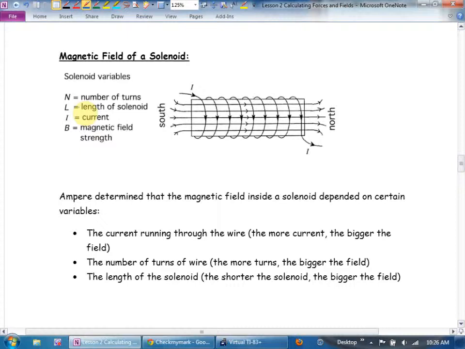It depends on how long your solenoid is. If the wire is packed closer together, you'll get a stronger magnetic field. If the wire is spread further apart, you'll get a weaker magnetic field.